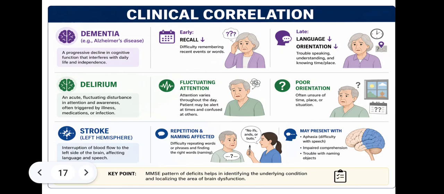In delirium, in the early part of the disease, there will be fluctuation of attention, whereas in the late part of the disease, there is poor orientation. In stroke, especially in the left hemisphere, initially repetition and naming may be affected. In the latter part of the disease, the patient may become aphasic or impaired comprehension will be seen.